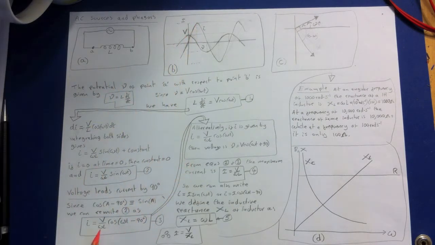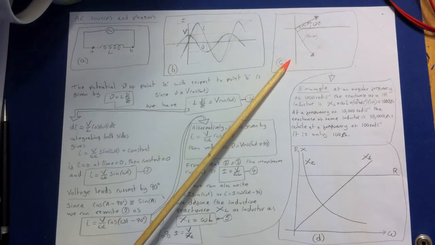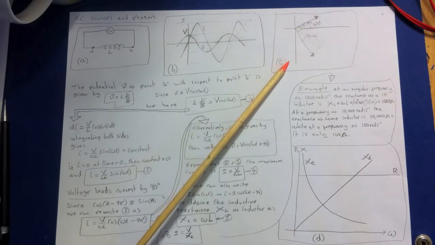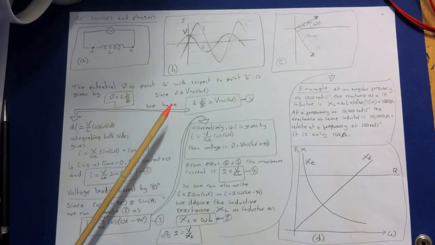I equals V over WL cosine Wt minus 90. This result and the phasor diagram here show that the voltage can be viewed as a cosine function with a head start of 90 degrees. It's in front, so the voltage is leading the current in this case.